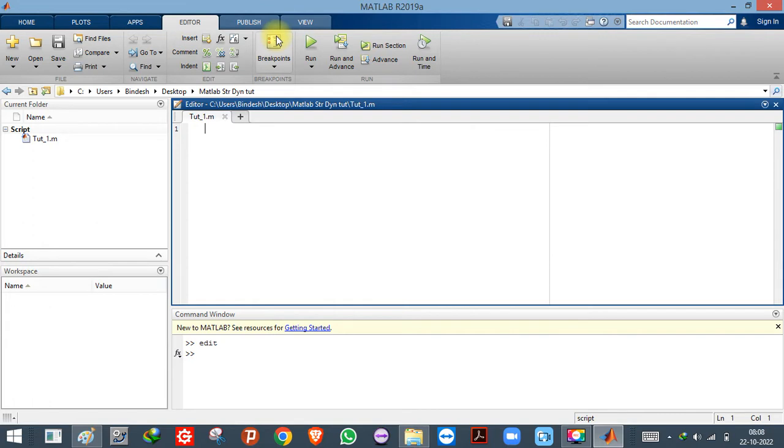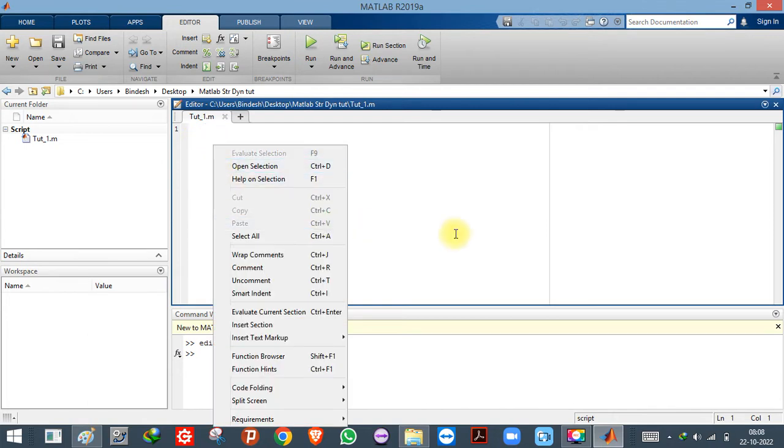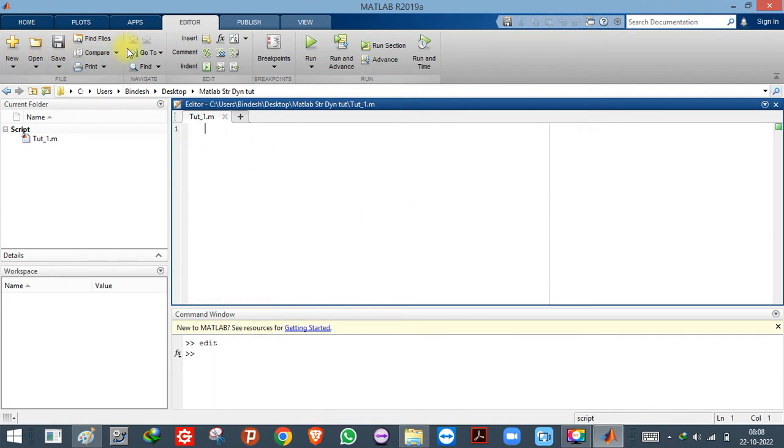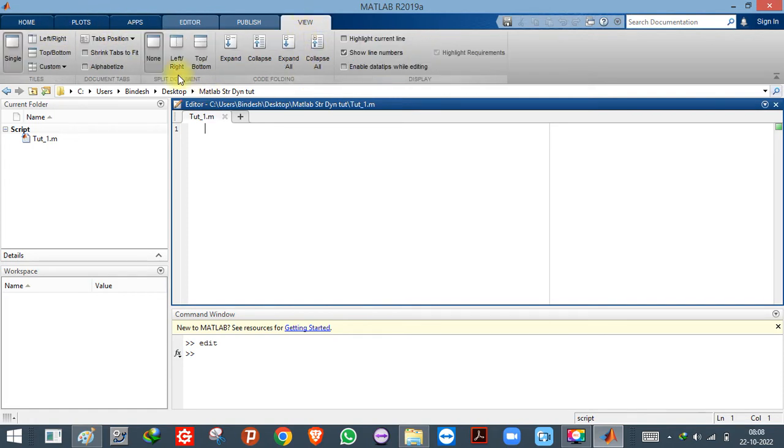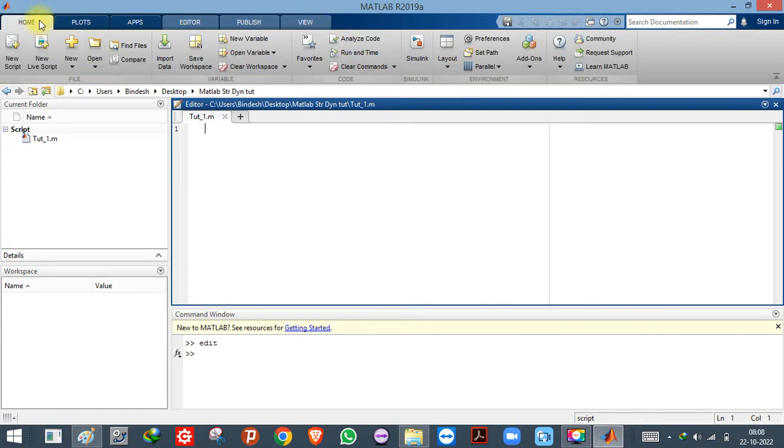And this is called the editor. Here this button is used for running the code. Whatever code you write over here, you can run it using this, or you can select it and right click to execute the command. I'll show those things, don't worry. And there is one more thing I just want to show you.